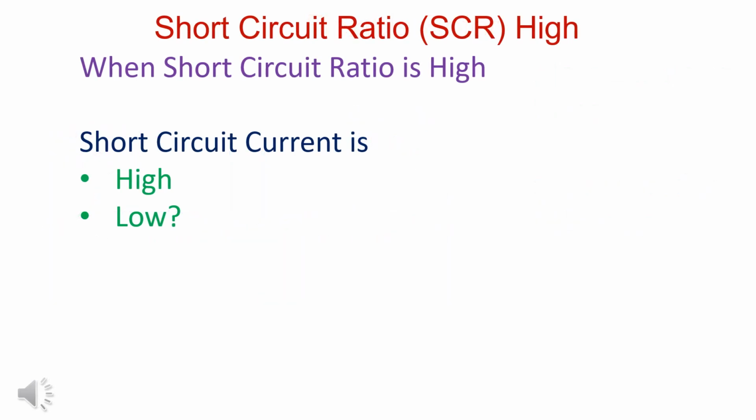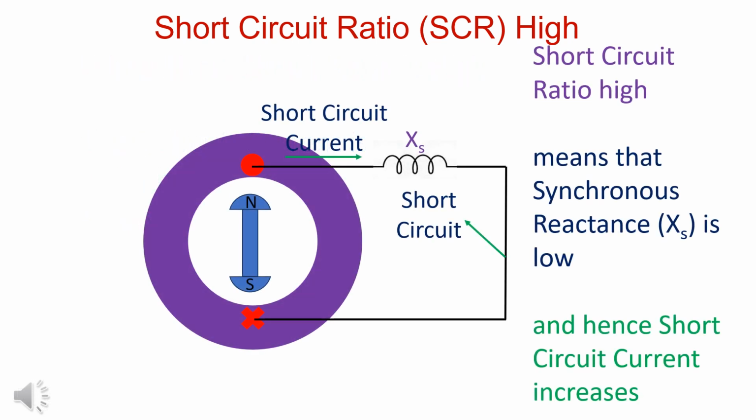SCR high means that short circuit current is high or low? SCR high means that synchronous reactance XD is low. Thus short circuit current is more in case of high SCR.